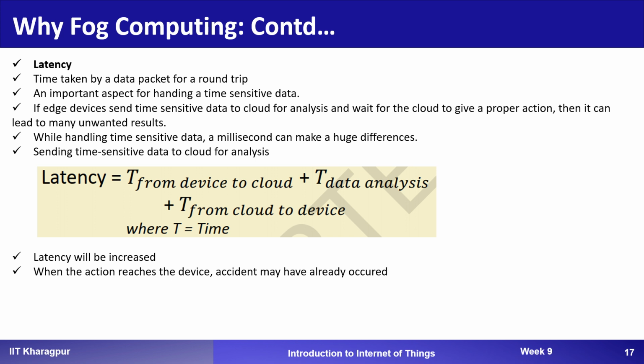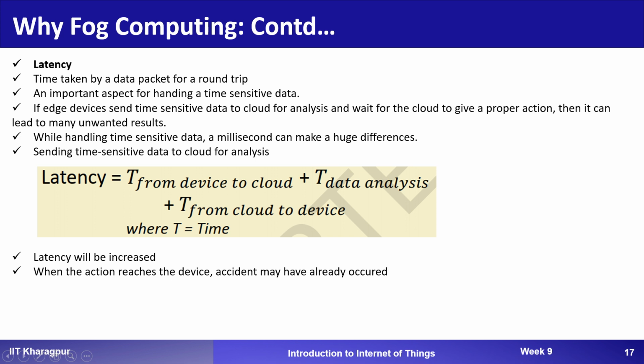of that particular data. So in case of your traditional cloud computing, the latency will be the time taken to offload the data from device to cloud, T from device to cloud, then the time taken by the cloud to analyze the data, that is T data analysis, and further based on that analysis some decision should be taken, right? So the T from cloud to device, the time taken by that decision to move from your cloud to your device. So total latency will be the summation of these three.